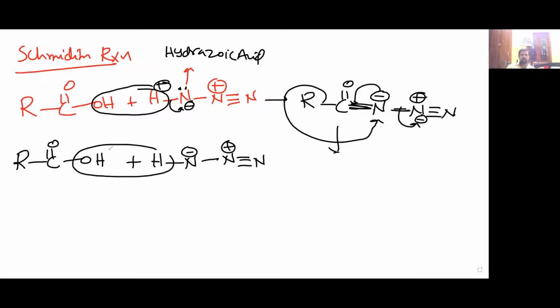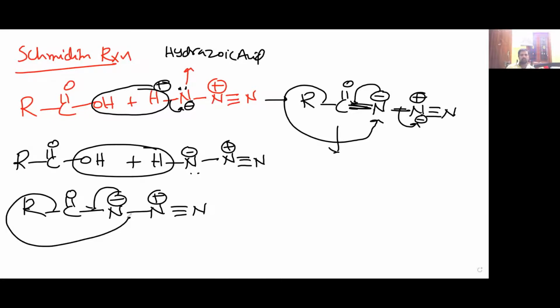Okay. What is the part that is eliminated? Water is eliminated. Then R-C double bond O, N minus, N plus triple bond N. The negative charge is shifted. The alkyl group is migrated to nitrogen. Then N2 is eliminated. So once again, alkyl isocyanate is forming. On hydrolysis, obviously, a primary amine is going to form. This is called the Schmidt reaction. I hope it is clear.